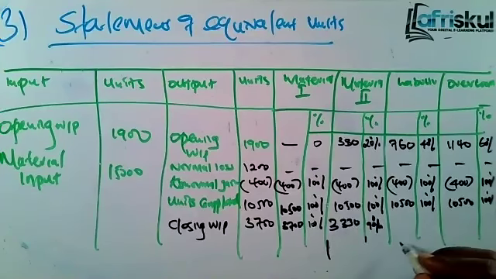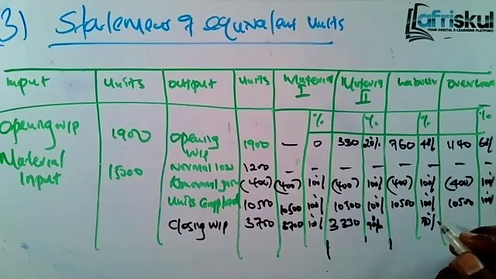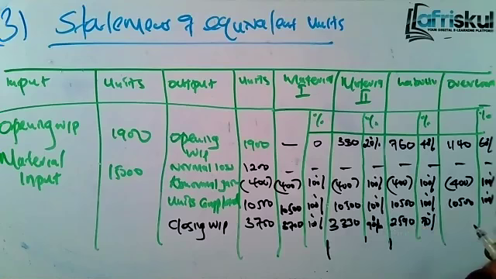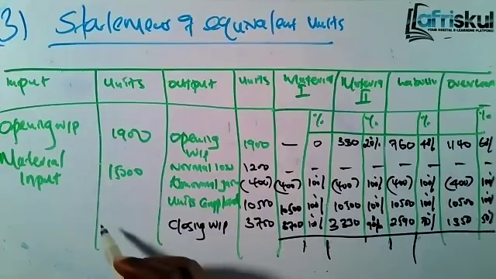For labor, it is 70%. So you take 70% the way it is given, 70% times 3,700, which is 2,590. And then lastly, production overhead is 50%. 50% of 3,700 is 1,850. And then you add these items together.